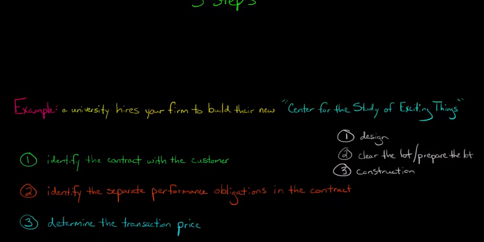So now we need to determine the overall transaction price. So let's just say that the overall transaction price is $50 million. So $50 million, that means that to build this building, our firm is going to get $50 million. That's the total price for this entire transaction.